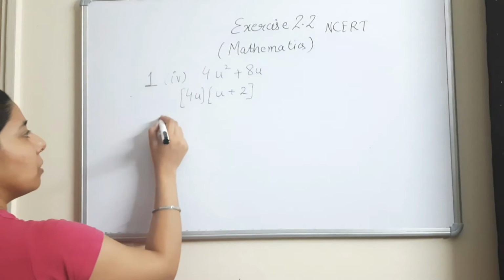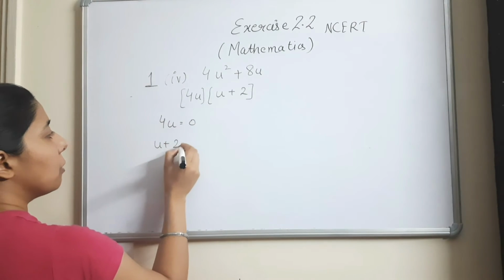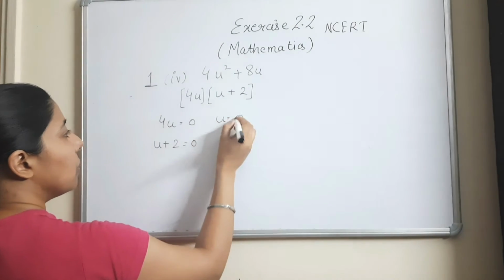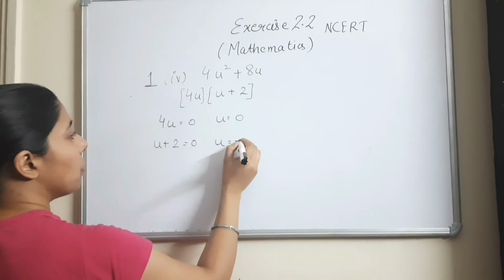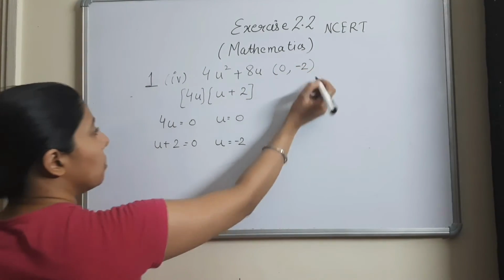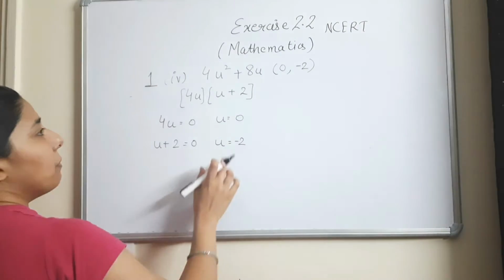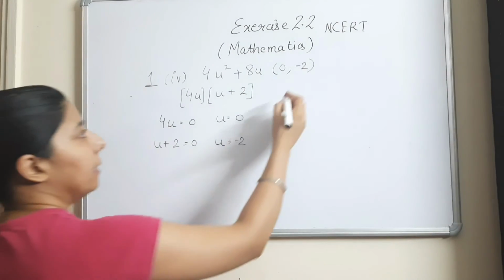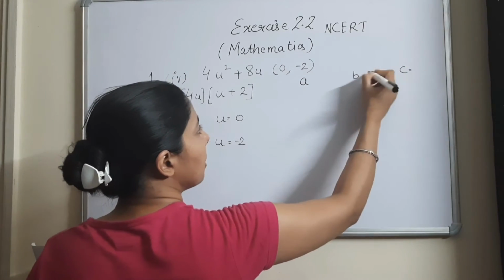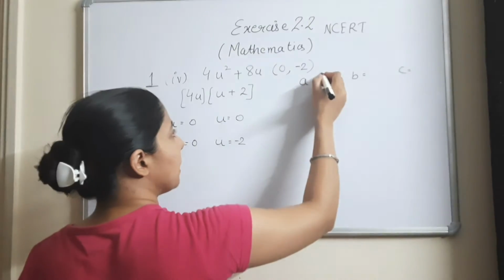Now for finding the zeros, put 4u is equals to 0 and u plus 2 is equals to 0. So the zeros are, from here u is equals to 0 and from here u is equals to minus 2. So zeros of this question are 0 and minus 2. These are the zeros of this question. So next we will verify these zeros. Write down A, B and C is equals to. A is the coefficient of u square, that is 4.